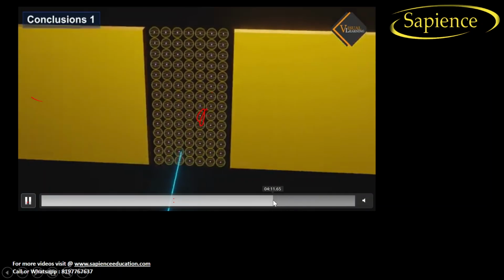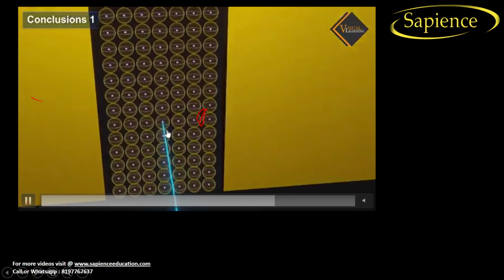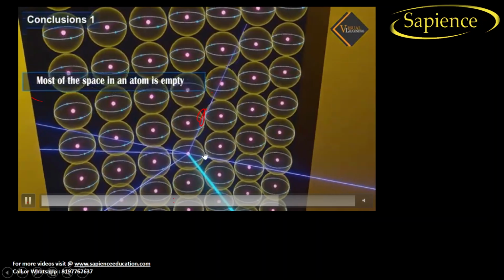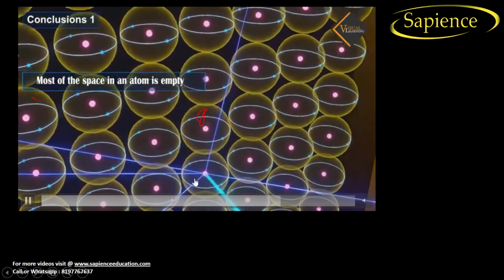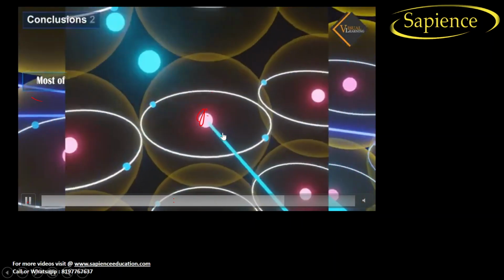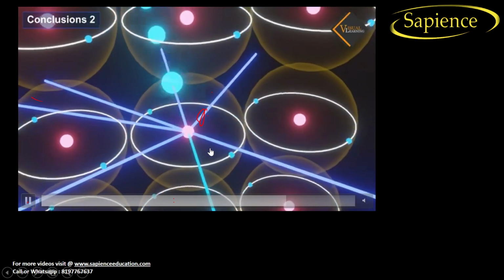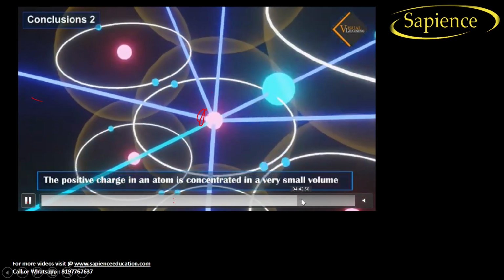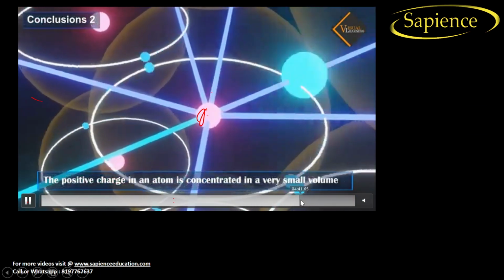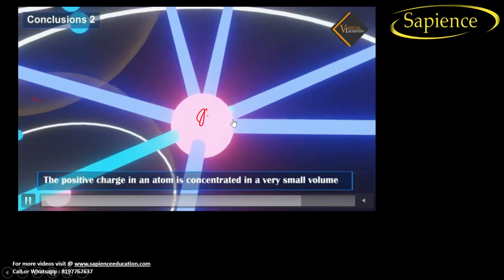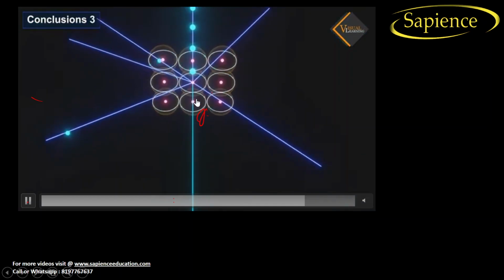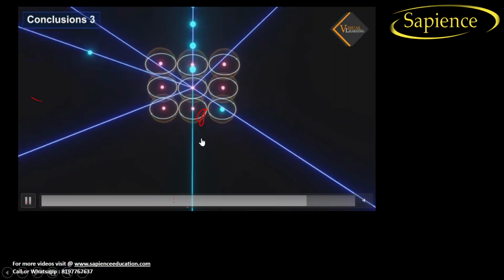Surprisingly, you can observe what is happening. This is the atom, and this is what actually happens, and most of the particles pass through. I hope you have understood this. Conclusion 2: some of the particles got deflected. And conclusion 3: some particles come back.